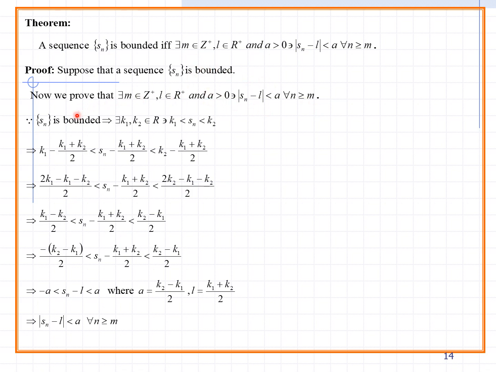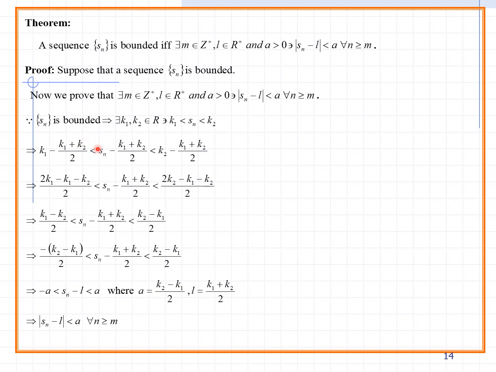So let us see this. Here Sn is bounded. Bounded means you have a lower value and an upper value. So there exist K1, K2 belongs to R such that, since it is already given to be bounded, K1 is the lower value of Sn and K2 is the upper value. So I can take the bounded condition.